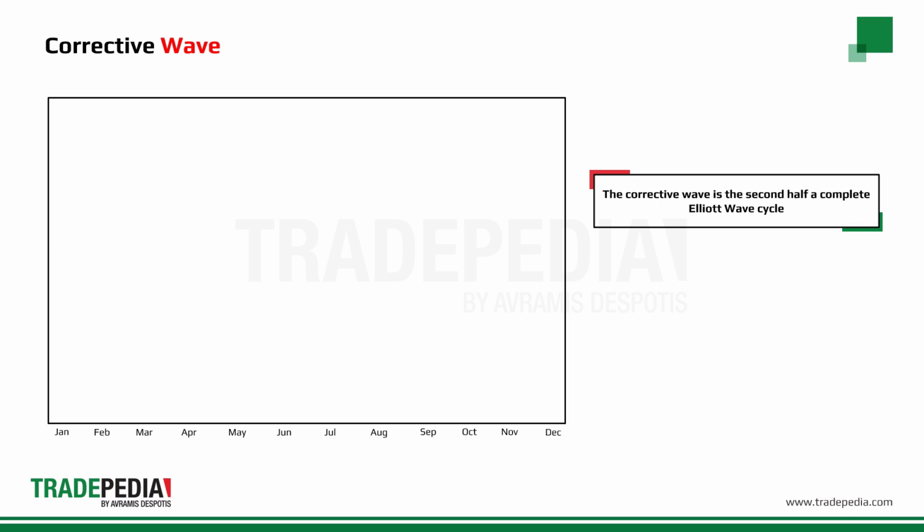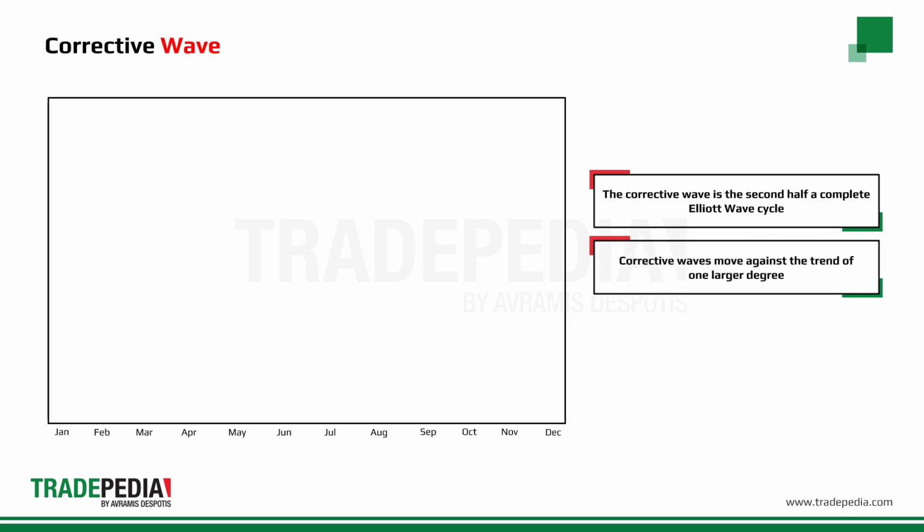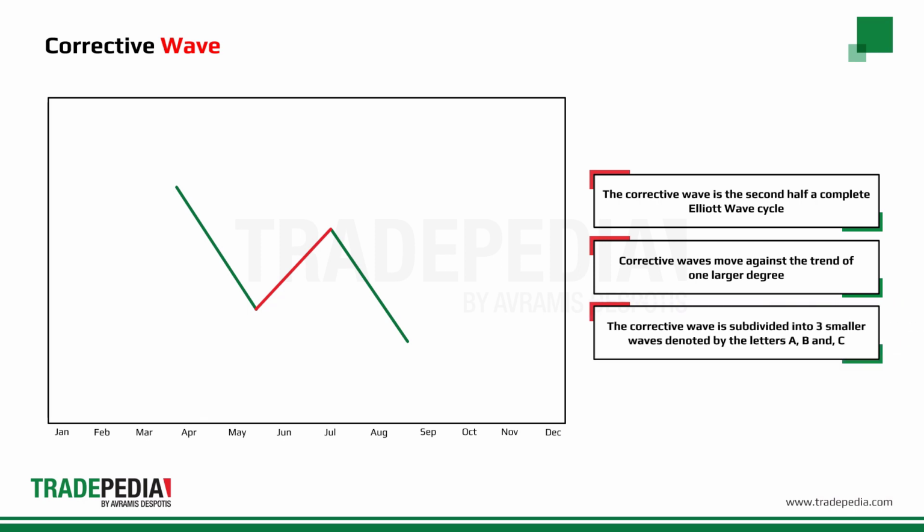The corrective wave is the second half of a complete Elliott wave cycle. Corrective waves move against the trend of one larger degree and represent a pause within the larger operating trend. The corrective wave is subdivided into 3 smaller waves denoted by the letters A, B, and C.